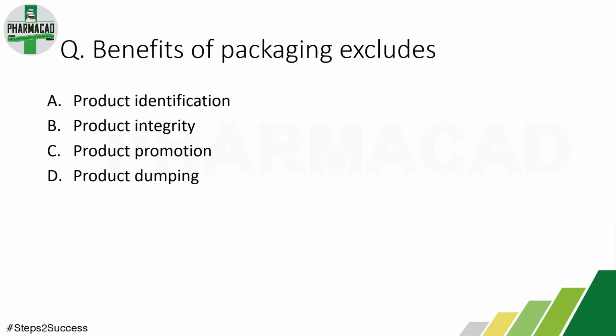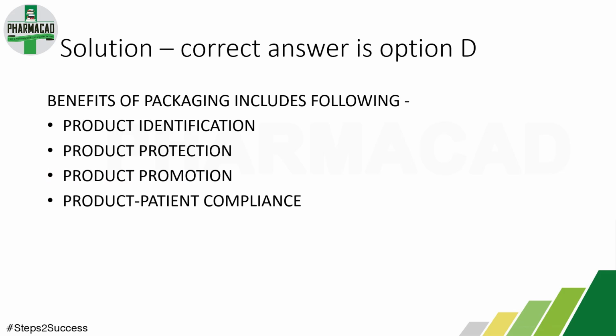First question, benefits of packaging excludes: option A, product identification; option B, product integrity; option C, product promotion; option D, product dumping. So the correct answer is product dumping, option D.